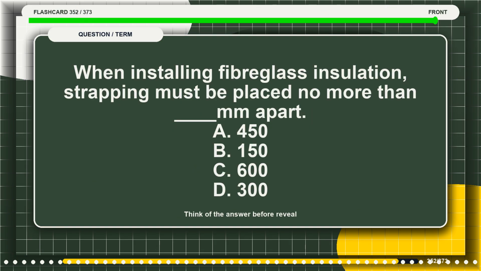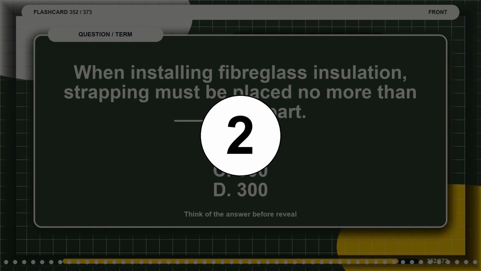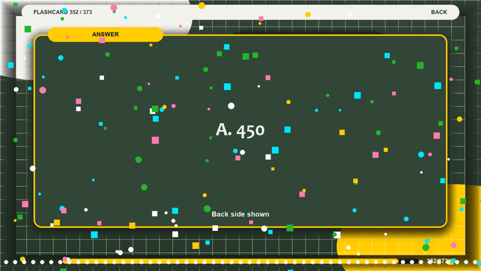Flashcard 352. When installing fiberglass insulation, strapping must be placed no more than blank mm apart. A. 450. B. 150. C. 600. D. 300. Think of the answer before the reveal. The answer is A. 450.